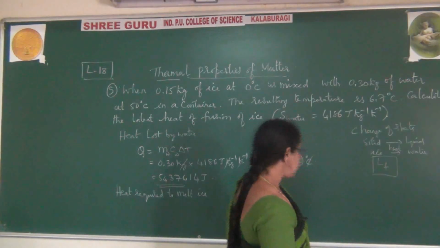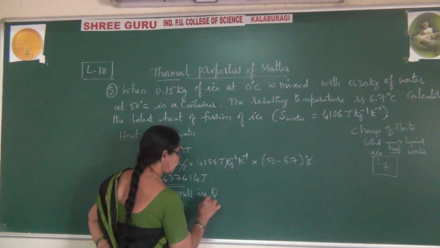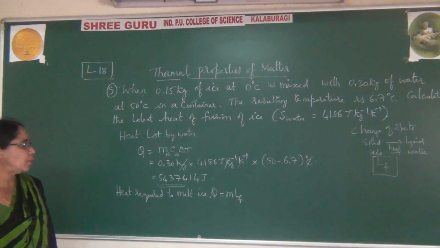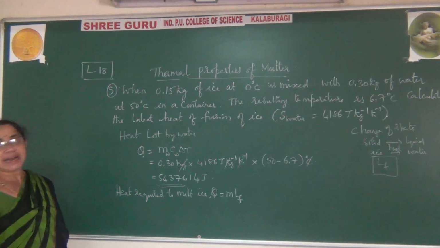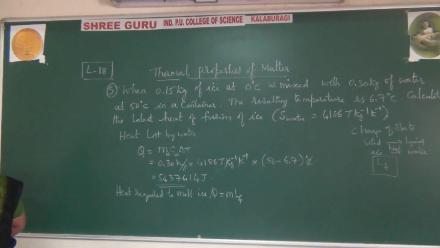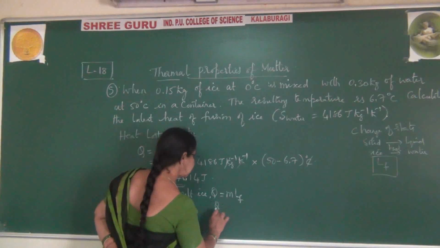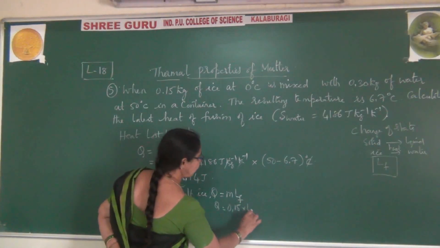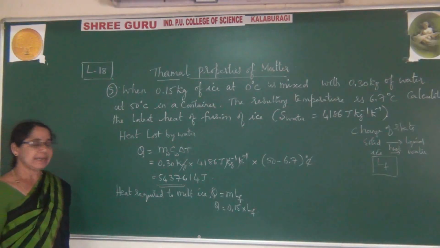That is LF. For this I write Q is equal to mLF, Q equals m into L into F. The mass of the ice is already given, but the latent heat is not given here. The latent heat of fusion of ice you have to calculate. So let me write it as it is: Q is equal to m, which is 0.15 kg, into LF. This is the heat required to start melting the ice.